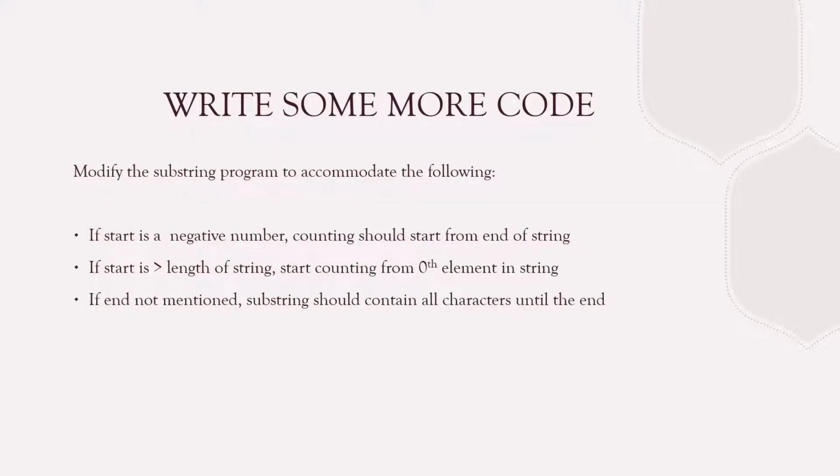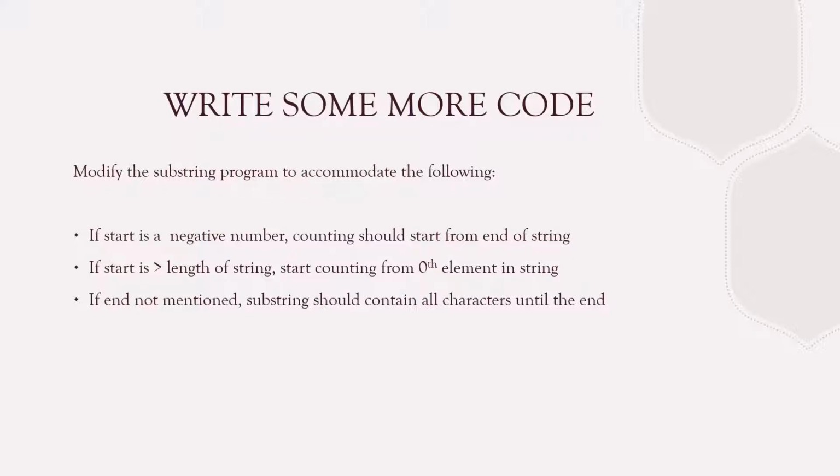Modify the substring program to accommodate the following. If start is a negative number, counting should start from end of string. If start is greater than length of string, start counting from the 0th element in the string. If end is not mentioned, substring should contain all characters until the end. Right, so I hope you got that. If start is a negative number, that's what we'll deal with first.